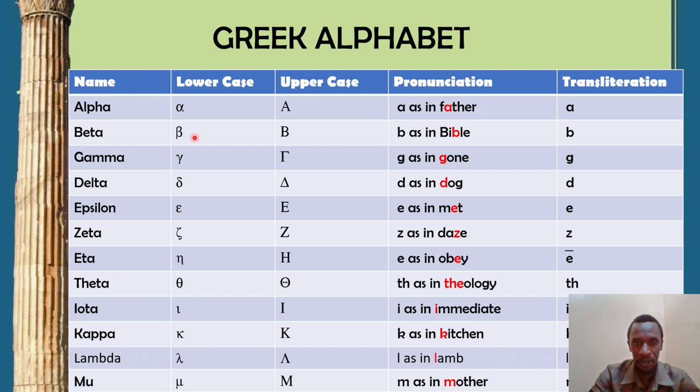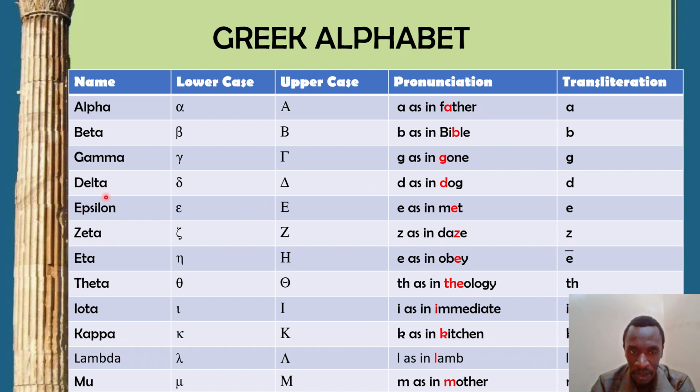The second letter is called beta. It's pronounced like the B in Bible, and the transliteration is B as you write it. The next letter is called gamma. This is the lowercase, the small letter, this is how it looks, and the capital letter is as you can see there. It has a G sound as in gone.